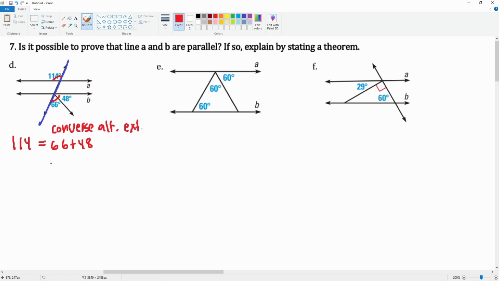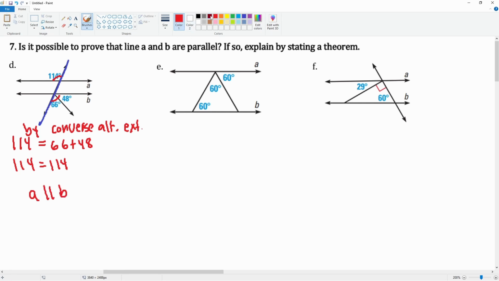So we can check 66 plus 48. That gets us 114, does equal 114. So by the converse of alternate exterior angles, we can say A is parallel to B.